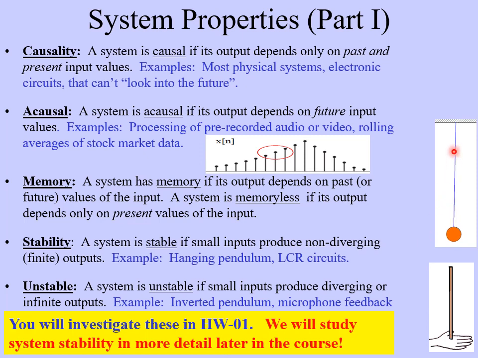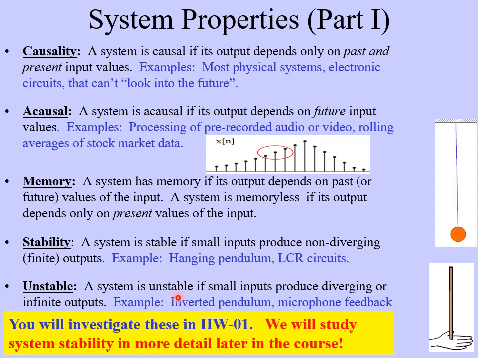So for example, think about this pendulum here. It's just a weight hanging on a string. If we give this pendulum just a tiny little nudge, like is shown here, the pendulum is well behaved. It's just going to swing back and forth, and due to friction and air resistance and all that, eventually it'll come to a stop. So this is an example of a stable system. We'll deal with circuits later in the course that also are stable.